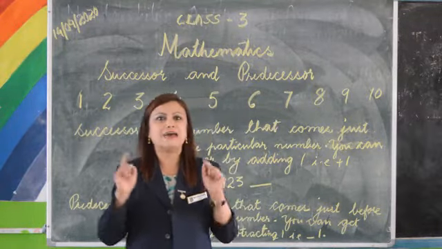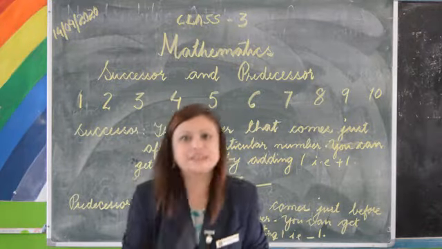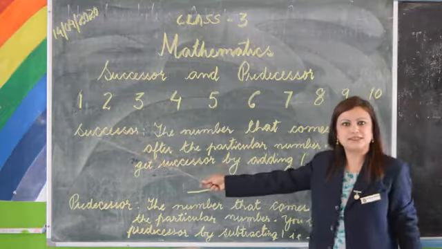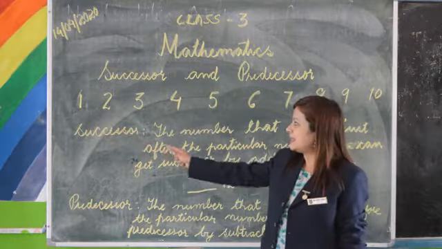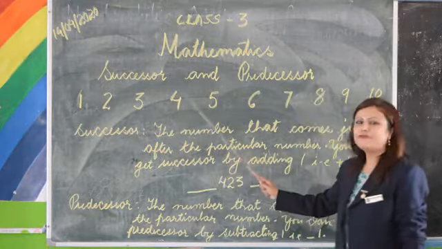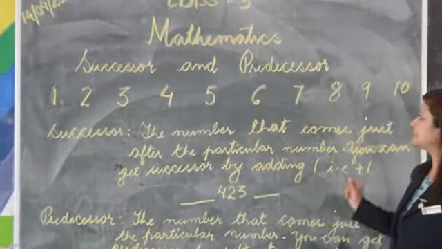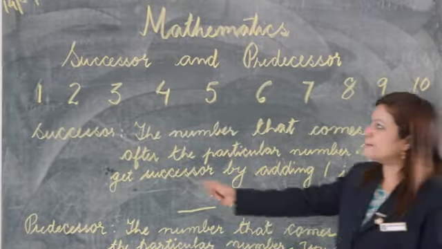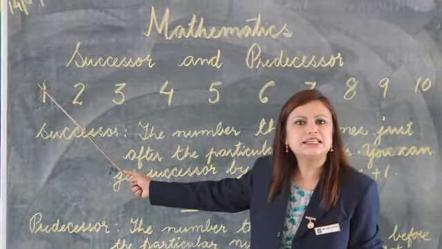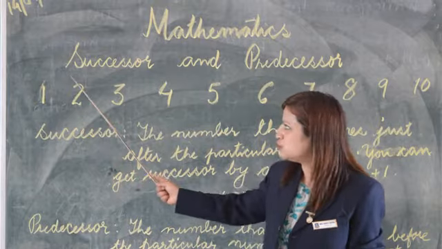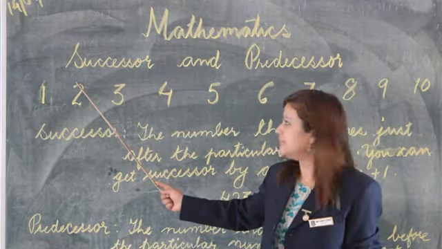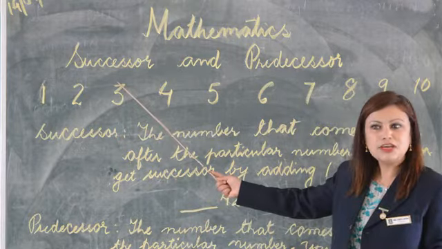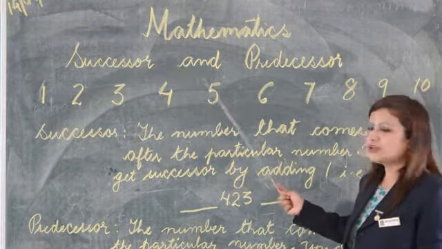Now, how? I will teach you. Now, look at the board. Can you see the board? I have written some numbers. Can you see? 1, 2, 3, 4, 5, 6, 7, 8, 9 and 10. Now, look at the numbers. What comes immediately after 1? 2. After 2? 3. Immediately after 3? 4. So it goes on.